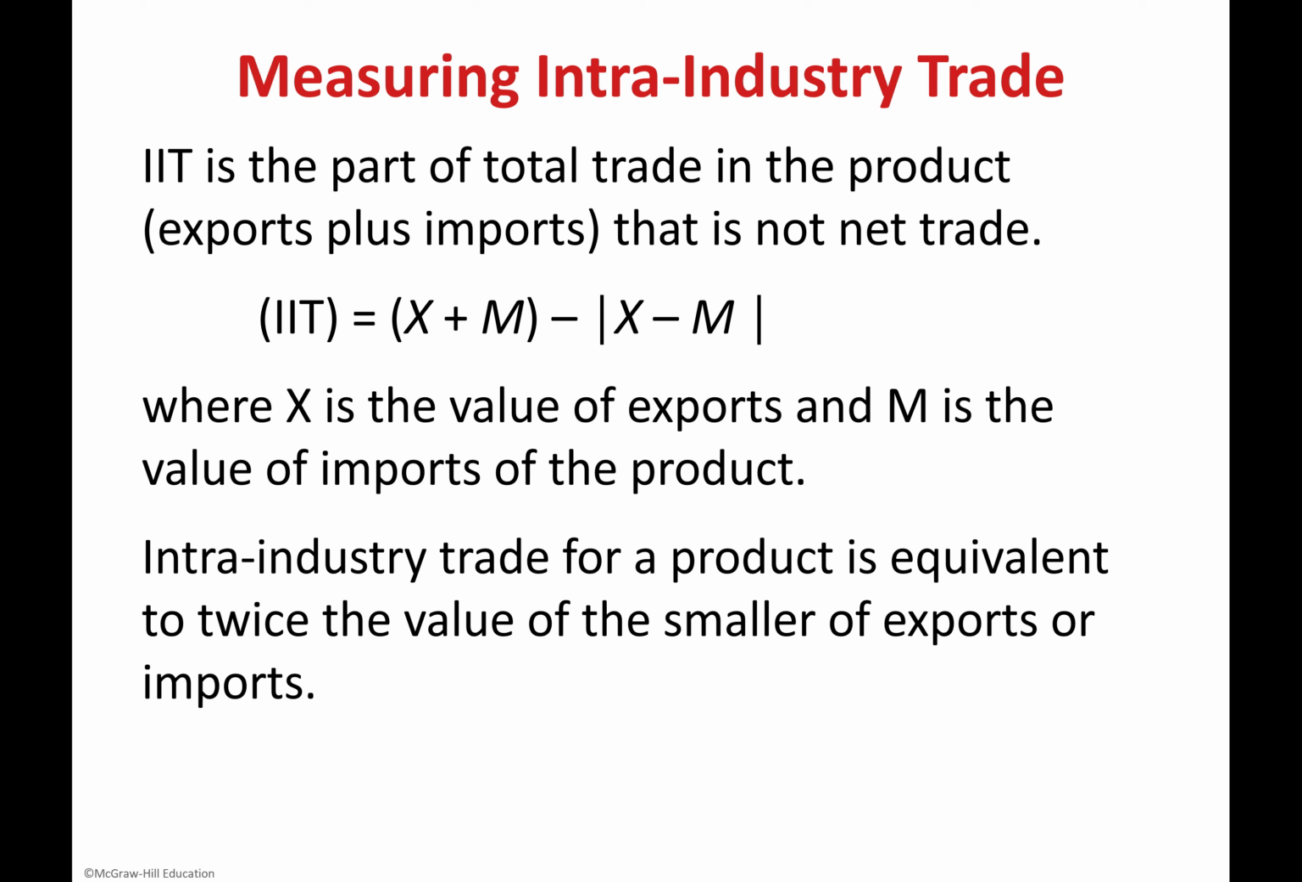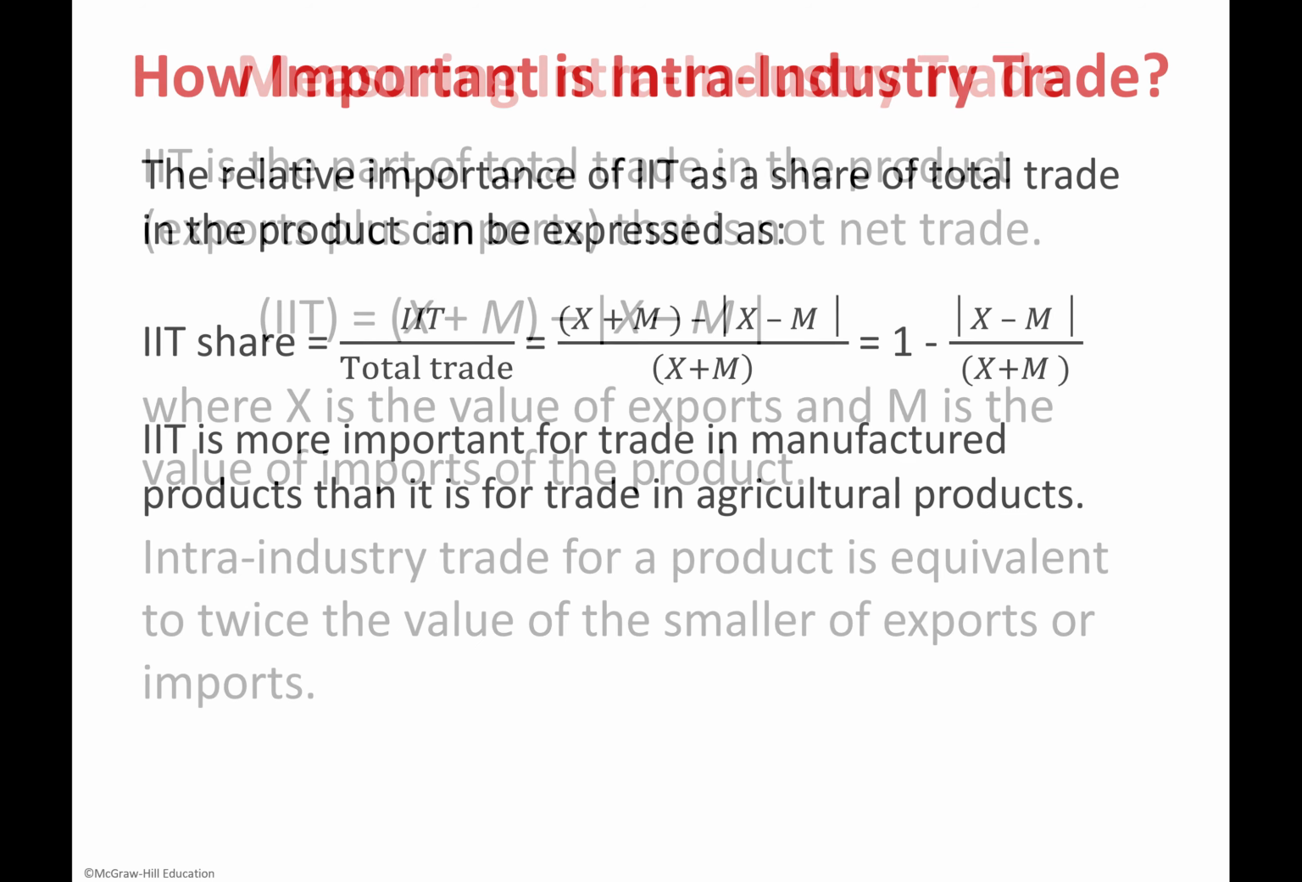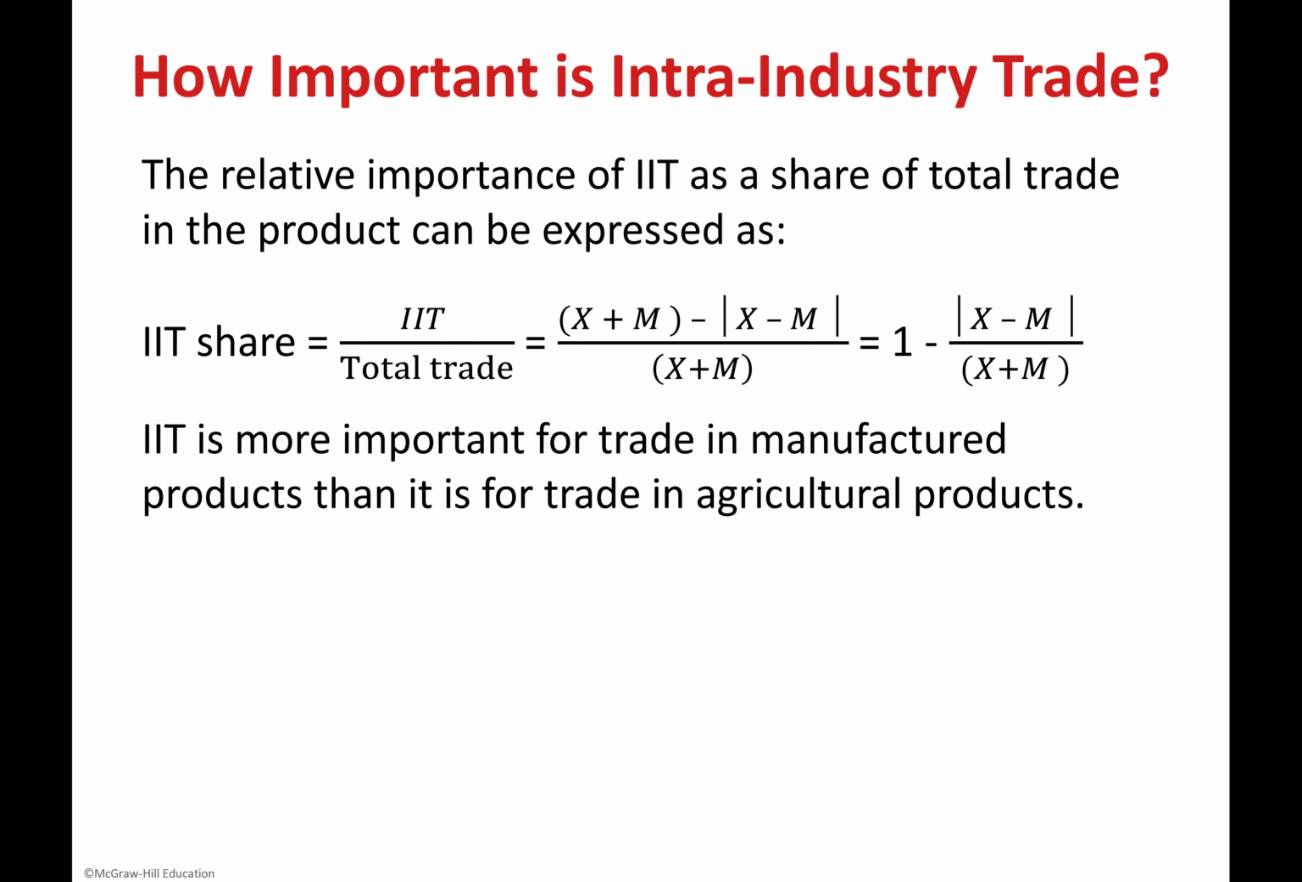So intra-industry trade for products is equivalent to twice the value of the smaller of exports or imports. Why? Because within an industry, that's how much is actually going on in terms of the amount of exports and imports that are matched. So we're looking at the match of exports and imports here. Here we can see the IIT share measure, which is what we usually look at to see how much trade is actually intra-industry within a specific sector.